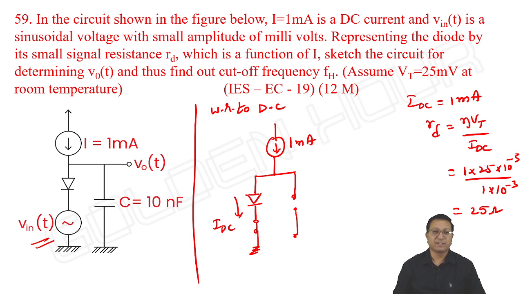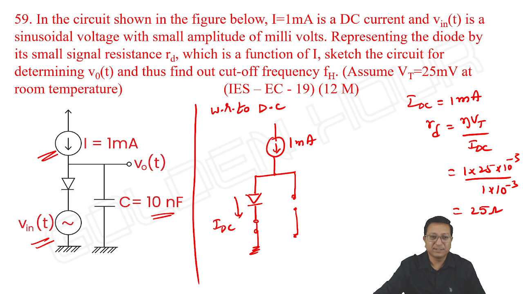Okay, let us take with respect to AC. With respect to AC, this is open circuit and the capacitor is given as 10 nanofarad. It is very small. They are not saying very large. Large in the sense hundreds of microfarad or millifarad or farad. It is given in nanofarad. So, we cannot neglect it. We cannot take the capacitor as short circuit.